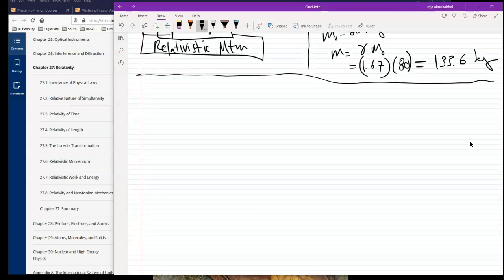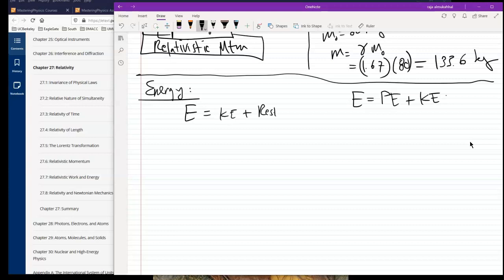And then also, now the energy. So in classical laws, remember, energy is equal to what? Potential energy plus kinetic energy, right? Remember? Okay. In relativity, the total energy is equal to the kinetic energy, plus what is called the rest energy.